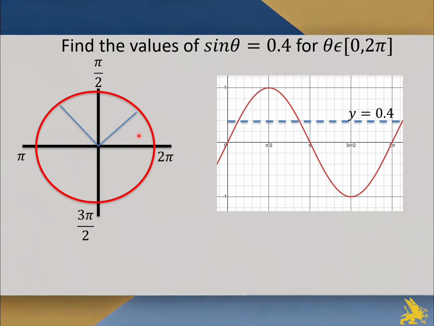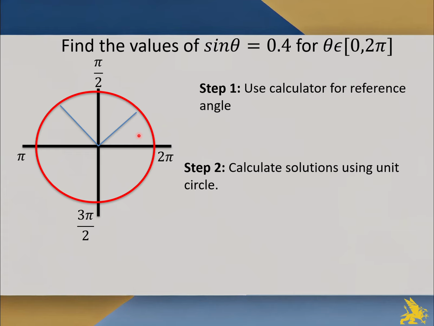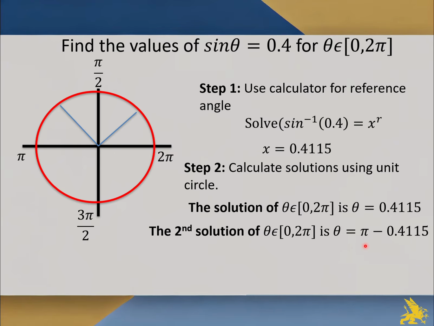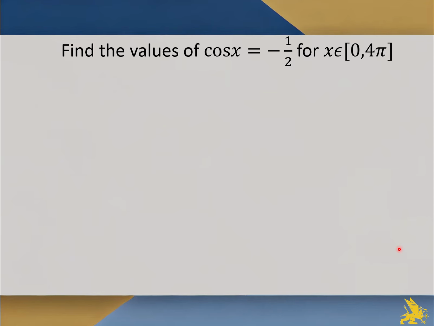Now, we just need to find out what our x value or theta is. So what is our angle? To do that, we are just going to use the inverse, sine inverse, and that will give us our x value in radians. So our angle is 0.4115. The next step is we need to look at our two solutions between 0 and 2 pi. This angle here will be 0.4115, but this angle, in terms of radians, will be pi take away 0.4115. So we've got two solutions there.